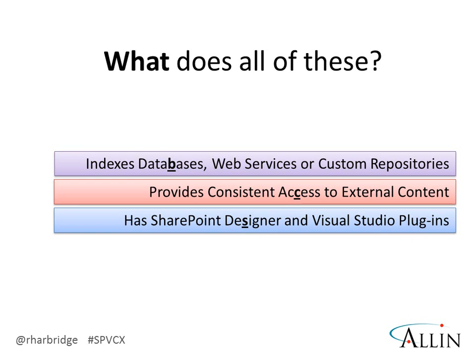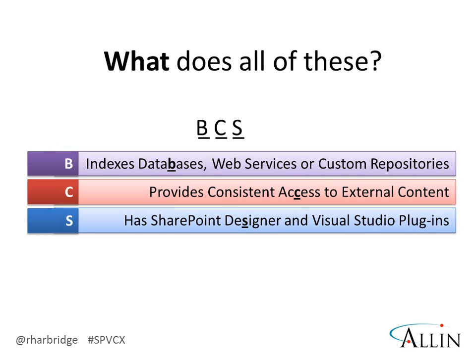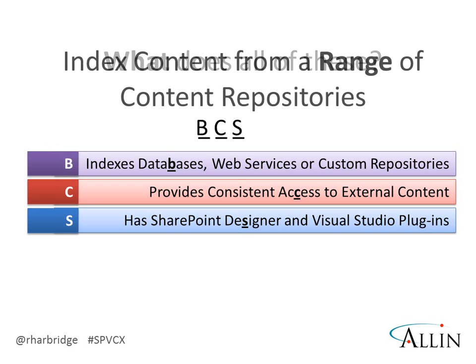And what does all of these things? I kind of touched on it, but it's a 3-letter word, and it's highlighted there with underlines inside of it, and it's not WSS, it's the BCS. So what indexes databases, web services, or custom repositories, and so on and so forth? Well, it's the BCS. The BCS, or the Business Connectivity Services, which I'm going to talk about for a lot of the rest of the session, is the thing that allows us to index a range of content repositories as well. So from a search perspective, we're able to use that.